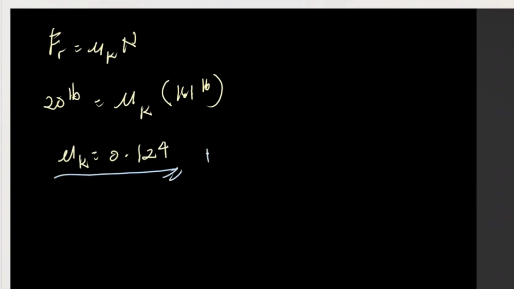So this is our frictional coefficient. Okay, frictional coefficient between the ground and the block. Okay, so that is our answer now. Mu sub k, or mu, that is 0.124. Okay, so that is for our second problem.